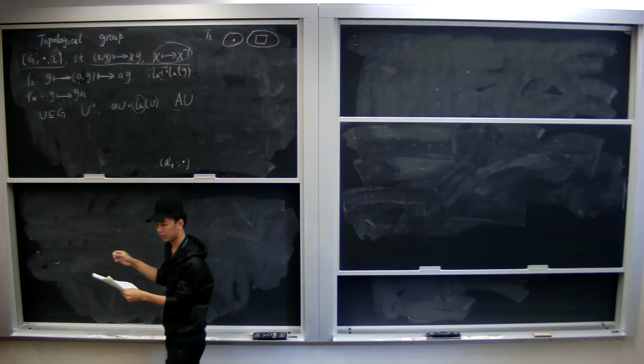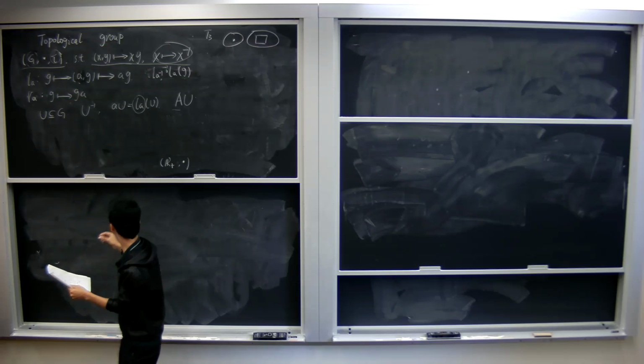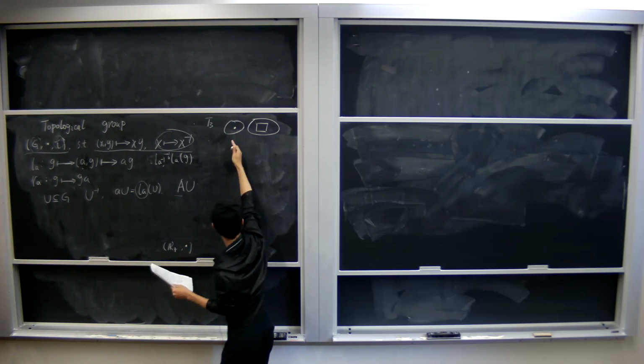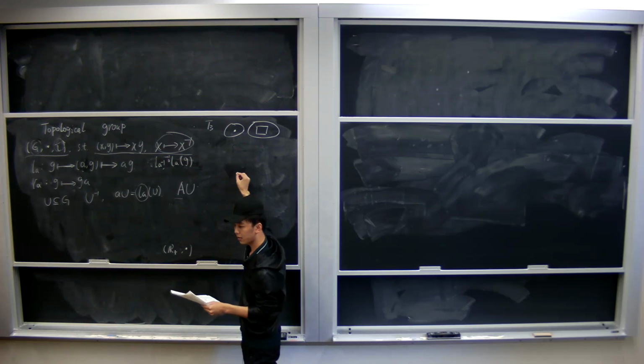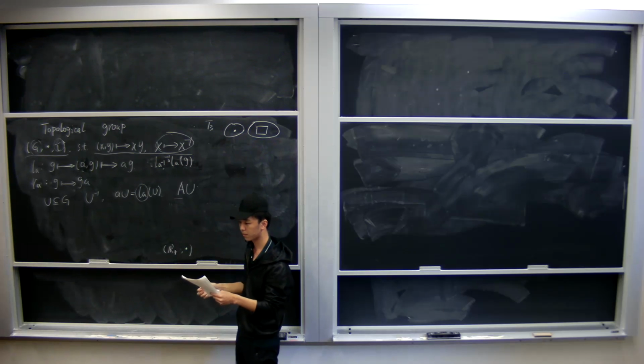So what's T3? Regular. What's the definition of T3? It's like that, but I forgot. Basically, you're saying if you have a single point and a closed set, and a compact set is different this way from it, then they're separated by disjoint open sets.